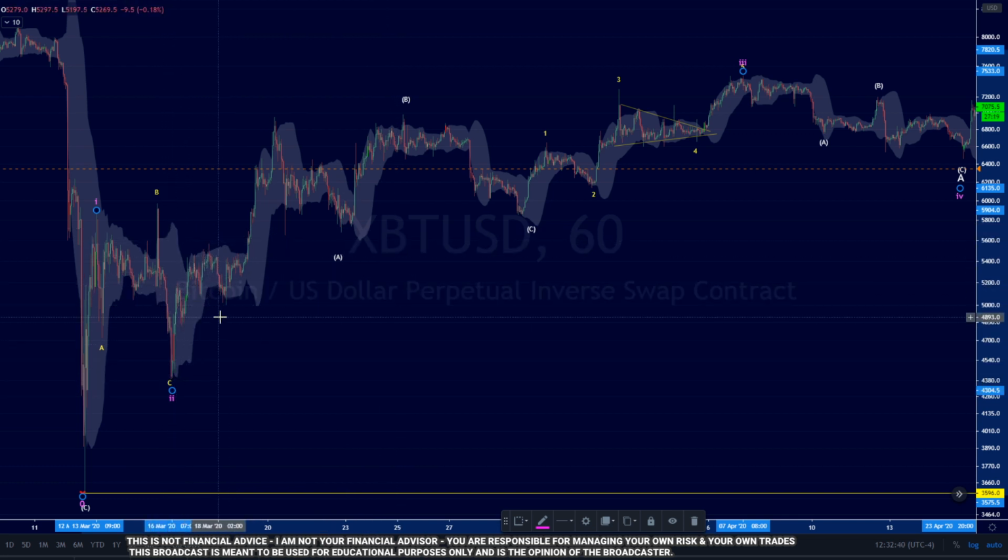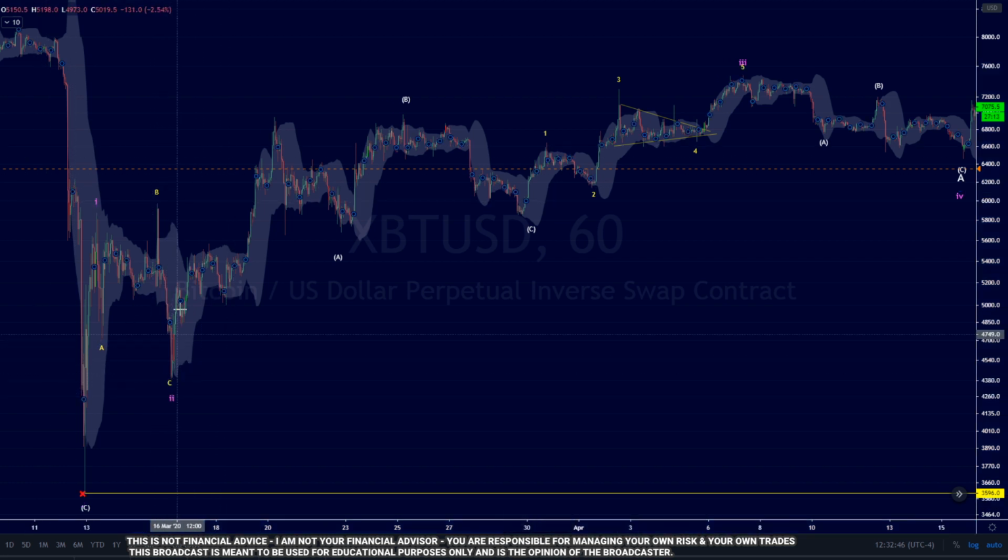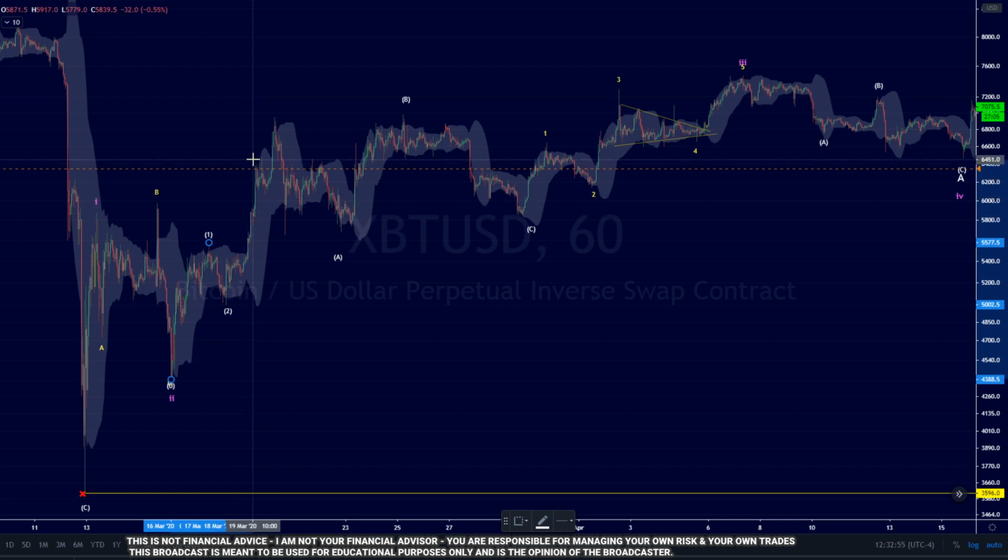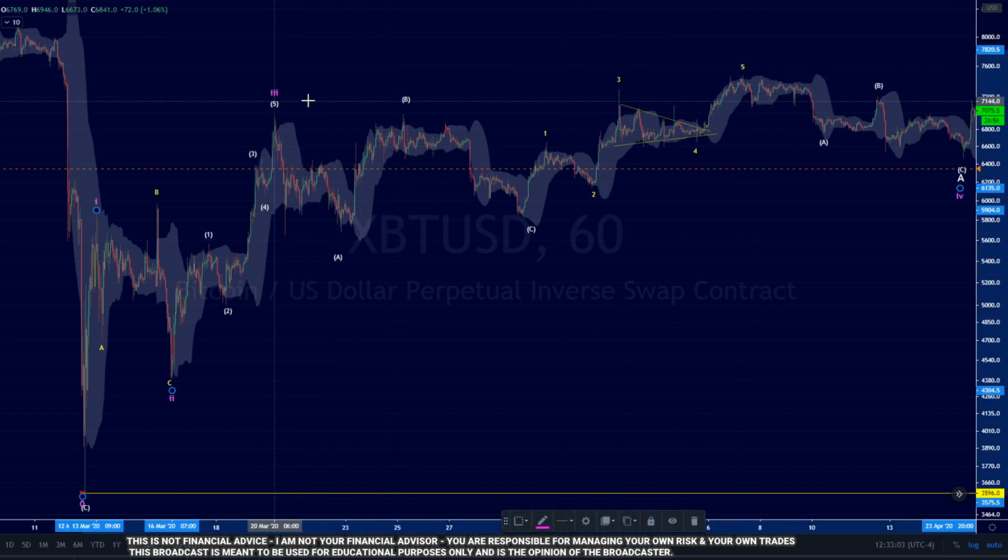We have an easy 1, 2, 3, 4, 5. Okay, so let's just go ahead and put this in here. All right, so another expanded 1, 2, 3, 4, 5, a diagonal into the 1, A, B, C into the 2, 1, 2, 3, 4, 5 into the 3, and expanded flat into a 4, and then we complete the 5, which would complete the 3 right there.